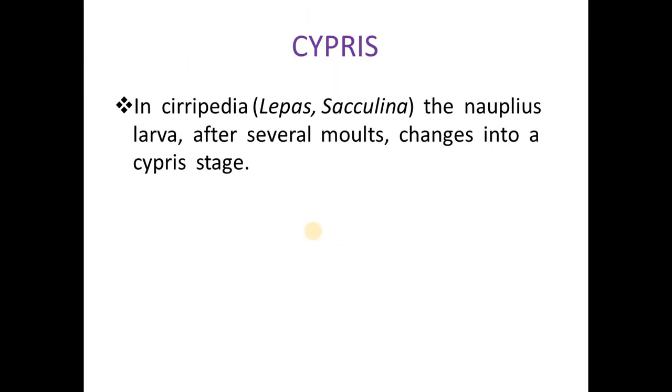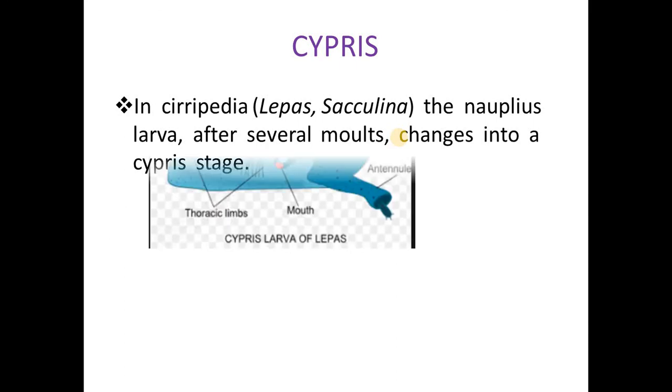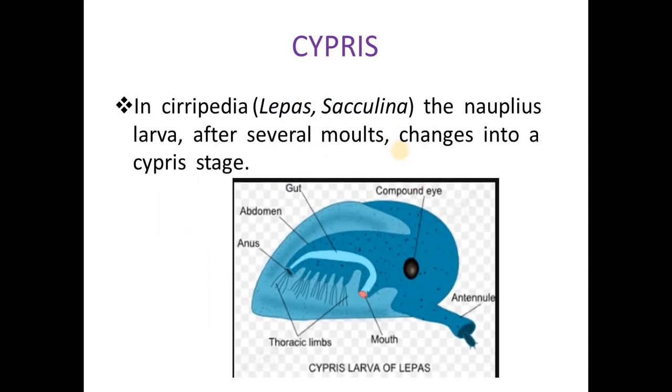Next larval stage is Cypris. In Cirripedia, that is Lepas and Sacculina, an nauplius larva after several molts changes into Cypris stage. The body is enclosed in a bivalve shell with the adductor muscle similar to that found in the adult. The antennule is four segmented. This is the antennule and it is four segmented and bears a cement gland at the base. This is the cement gland at the base.